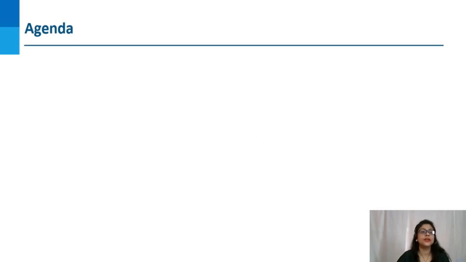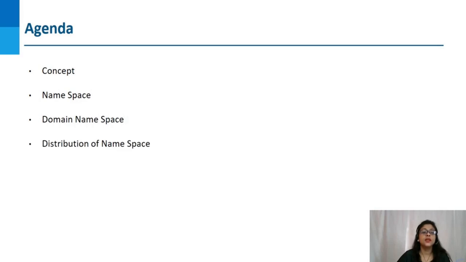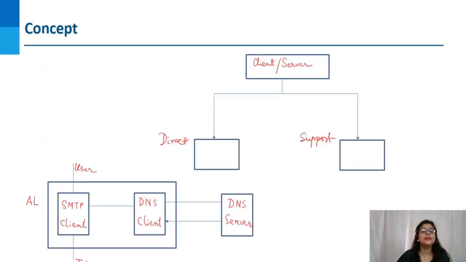So let's look at the agenda. We will be starting with the concept of domain name system, then the meaning of namespace, after that domain namespace, followed by distribution of namespace, then how the DNS is happening in the internet, after that resolution, then DNS messages. Let us understand the concept of domain name system.